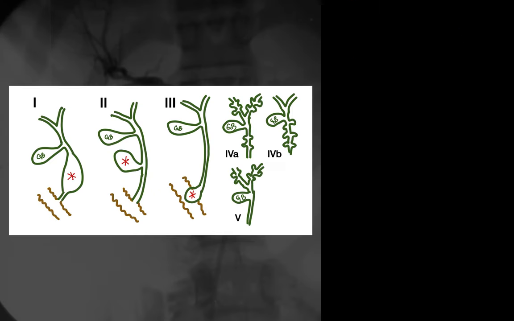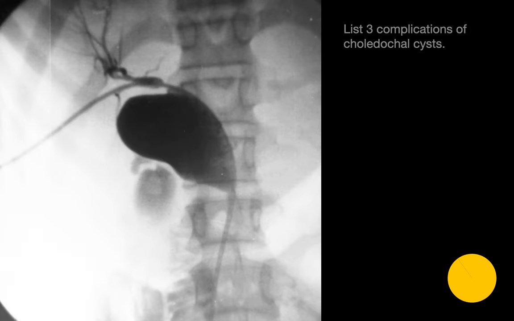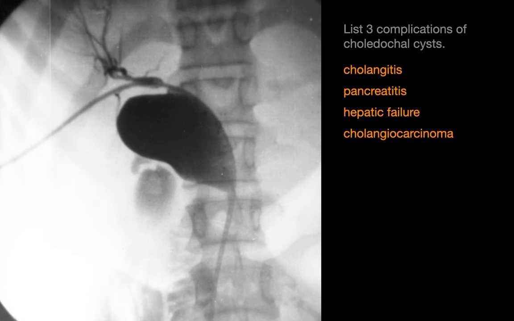Here's a simple illustration of the different types of choledochal cysts. And our next question is, which type is the most common? So the most common form of choledochal cyst by far is type 1. List three complications of choledochal cysts. Complications of choledochal cysts include cholangitis, pancreatitis, liver failure, and cholangiocarcinoma.